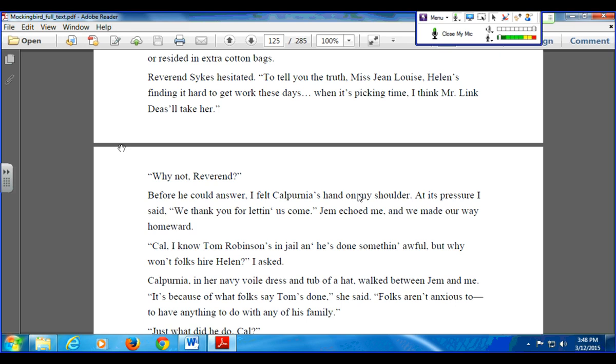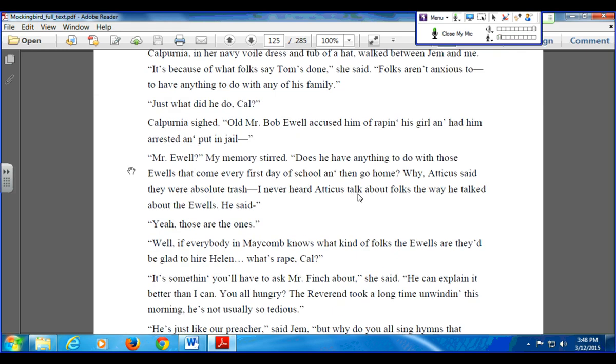Cal, I know Tom Robinson's in jail and he's done something awful. Why won't folks hire Helen? I asked. Calpurnia, in her navy dress and a tub of a hat, walked between Jem and me. It's because of what folks say Tom's done, she said. Folks aren't anxious to have anything to do with any of his family. Just what did he do, Cal? Old Mr. Bob Ewell accused him of raping his girl and had him arrested and put in jail.